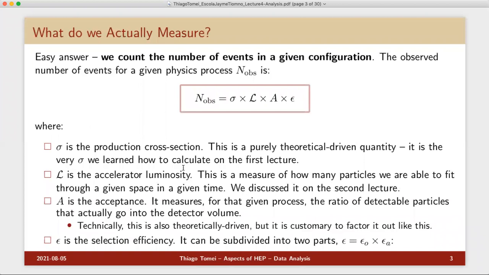Now you may ask me, okay, Thiago, but what do we actually measure in the end? And this is actually one of the simple answers. We count the number of events in a given configuration.